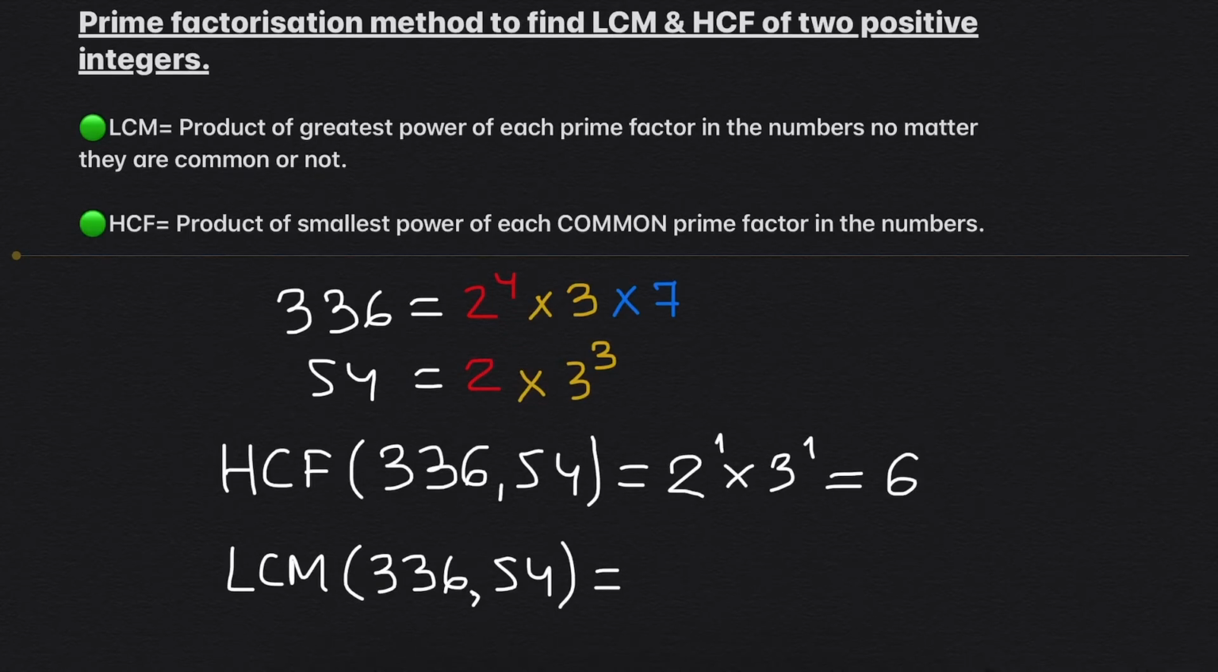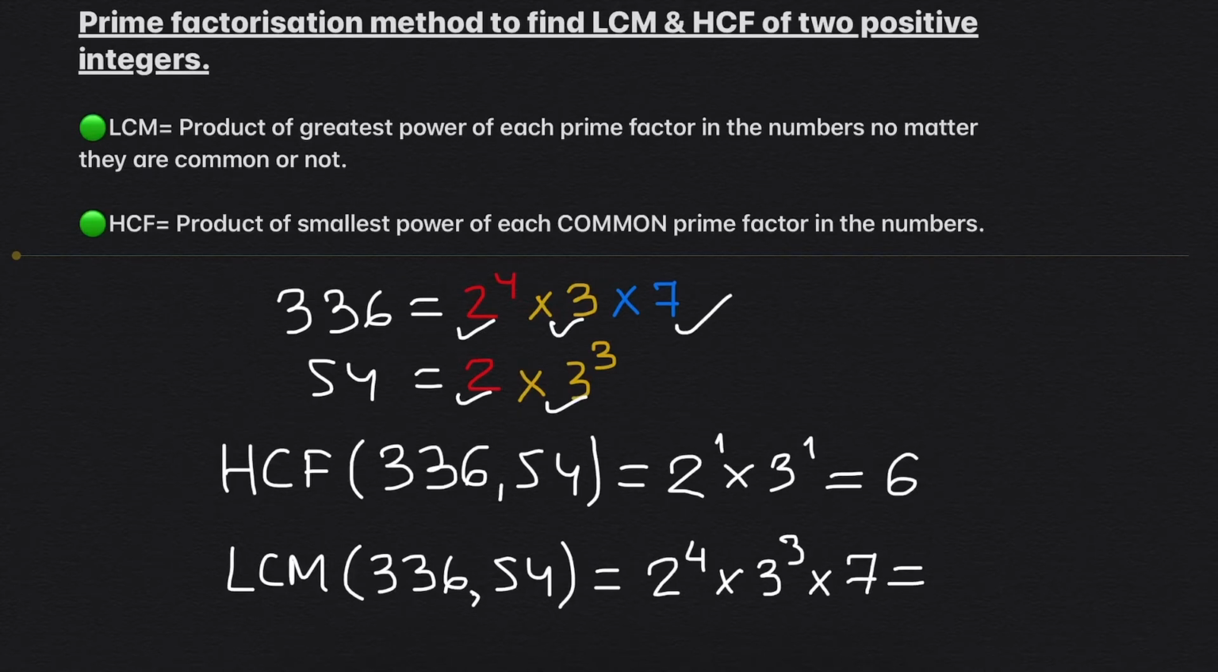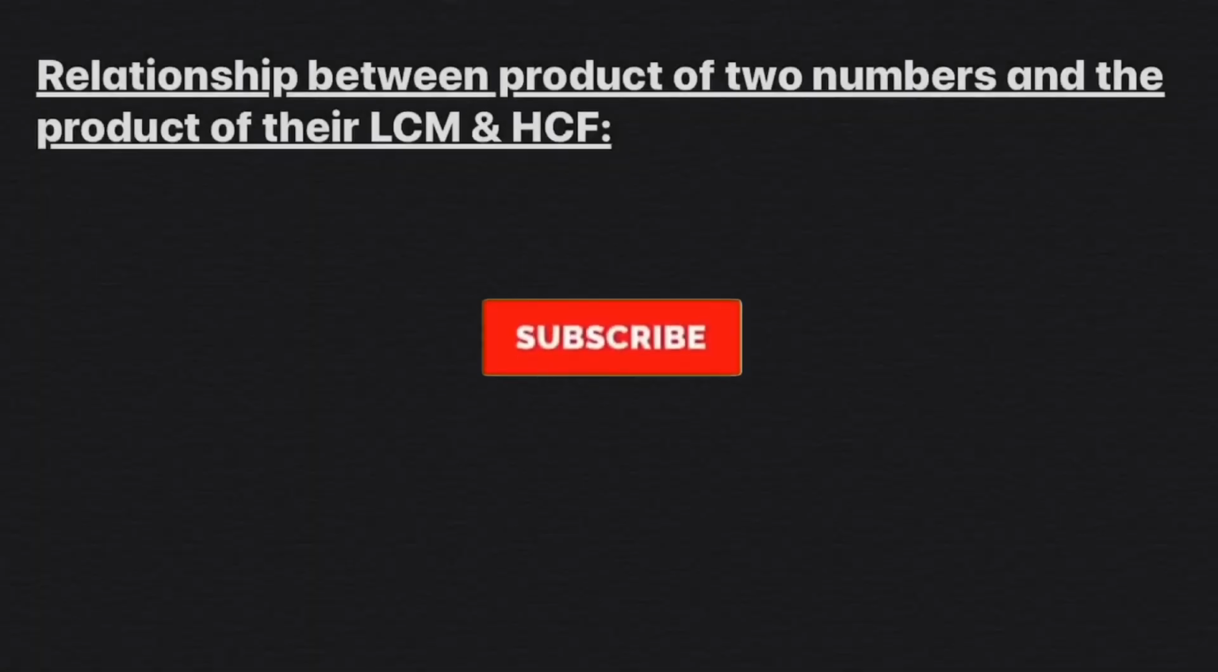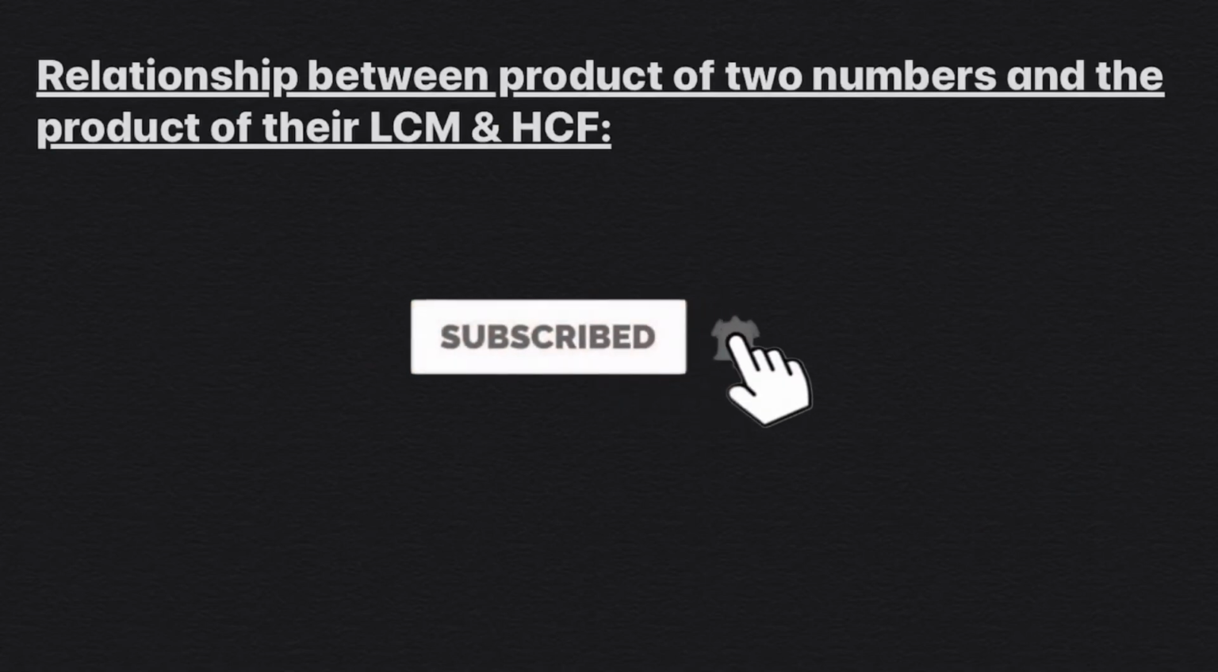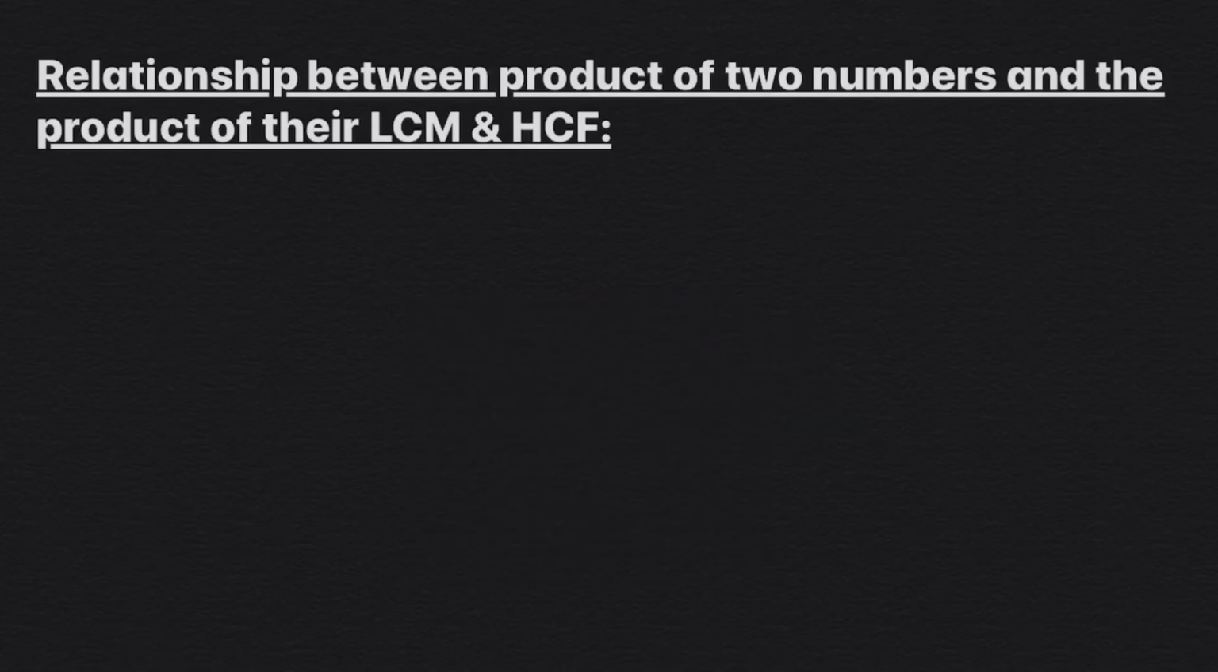For LCM it says product of greatest power of each prime factor in the numbers no matter they are common or not. So first we will consider the common factors. Here the common factor is 2, the greatest power is 4, into, again the common factor is 3 and the greatest power is 3, 3 to the power 3 into 7. So the required LCM will be 18144.